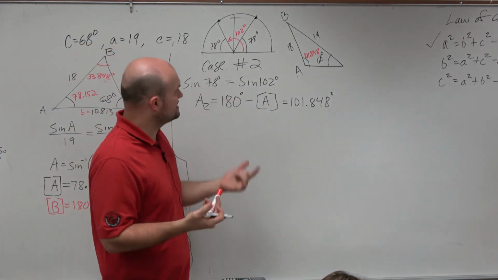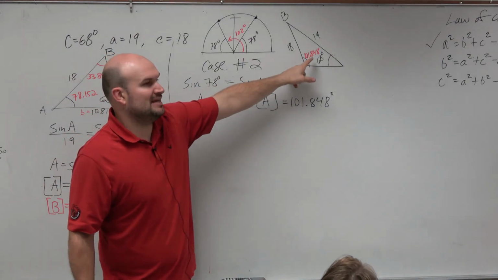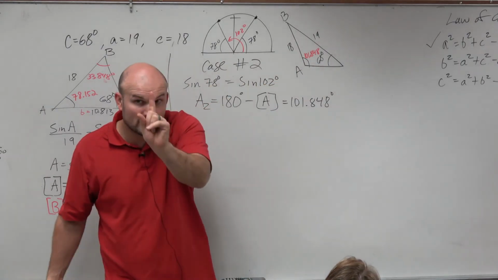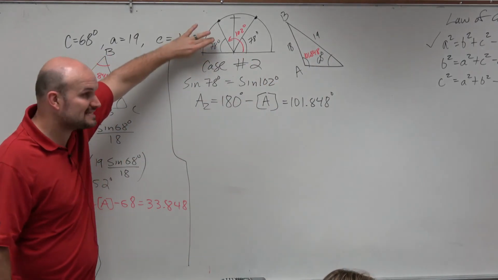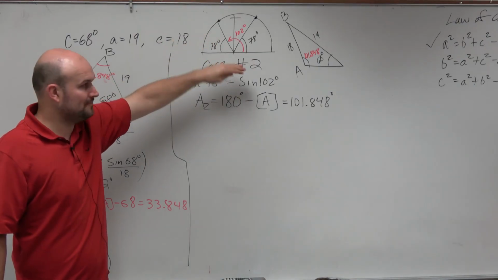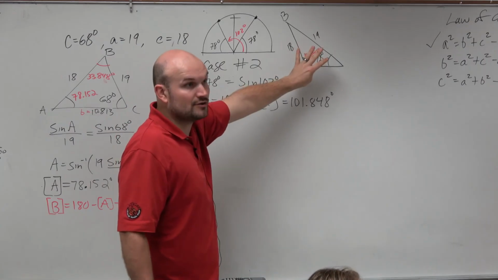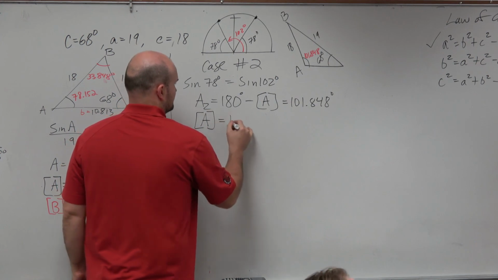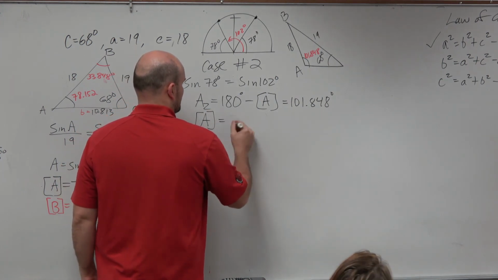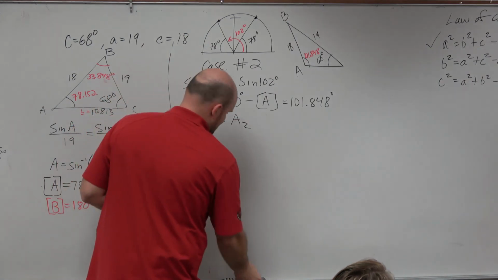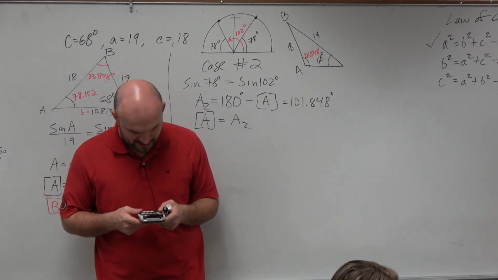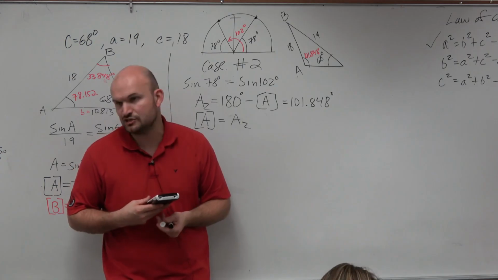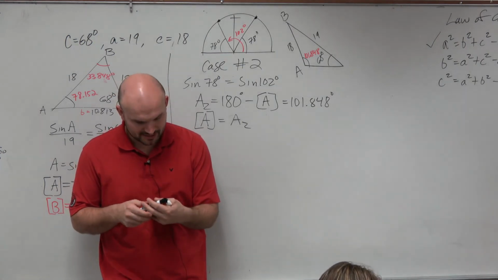However, let's just pretend, what if this angle ended up being like 150 degrees? Is it possible to have 150 plus 68? No, so therefore only one triangle would exist. So even though you could test the obtuse angle, it wouldn't create another triangle. But in this example, two triangles can be created. All right? So I am going to store this as my new A. So store alpha A. OK, so now alpha A is 101.8484628. Don't want to use the rounded answer. Make sure you use the whole answer.